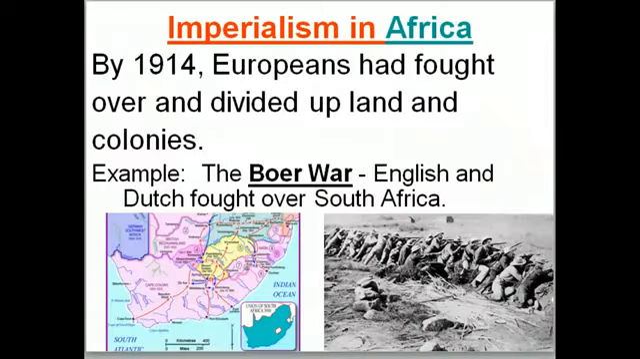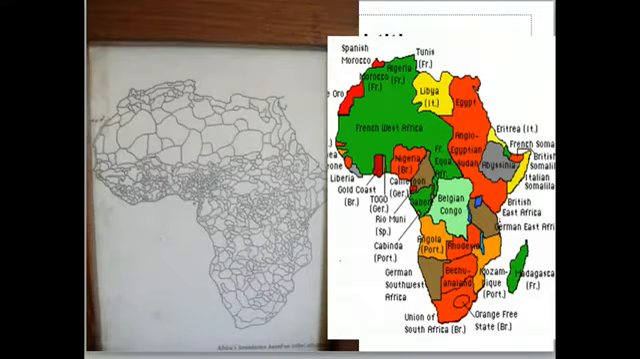So by 1914, Europeans had fought over and divided up all of the land and colonies in Africa. For example, the Boer War, the Dutch and the English fought over South Africa and split it up. Eventually, the Dutch are not as strong and the English kick them out. And so one other thing that you can think about is this map on the left here is the tribal boundaries in Africa. And the map on the right is how the Europeans set it up. And so what's fair? What's not fair? How do they divide it up, and how does this cause problems today in Africa?